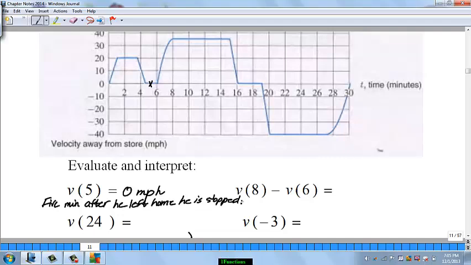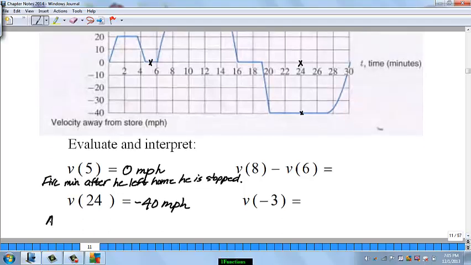Okay? V of 24, if I come over here, V of 24 is right here. If I look down here, it looks like he's driving 40 miles per hour, but it's negative. So you can't drive backwards, so that just means he's going 40 miles per hour back home. So this is going to be negative 40 miles per hour is what you get from the graph, and what you would say is after 24 minutes he is traveling 40 miles per hour back home.